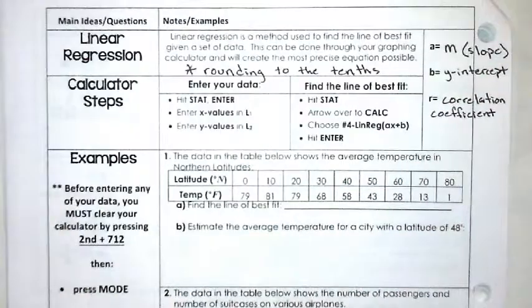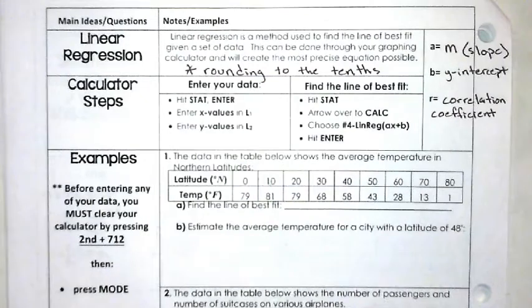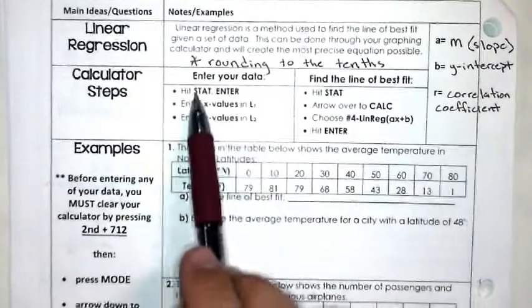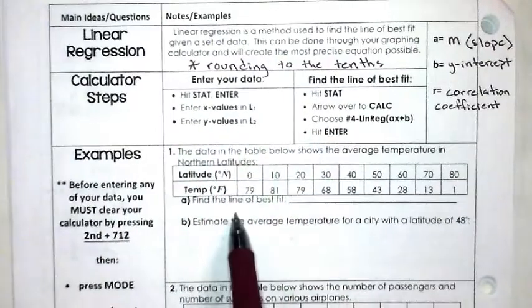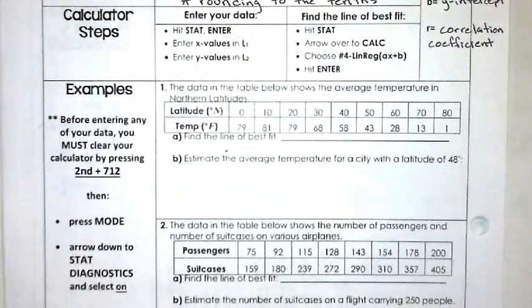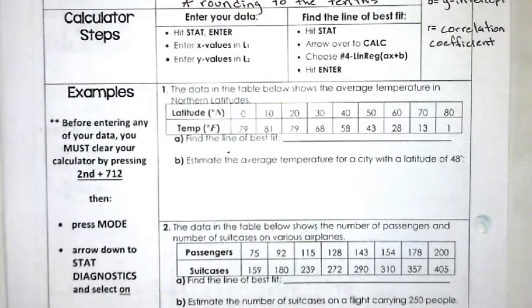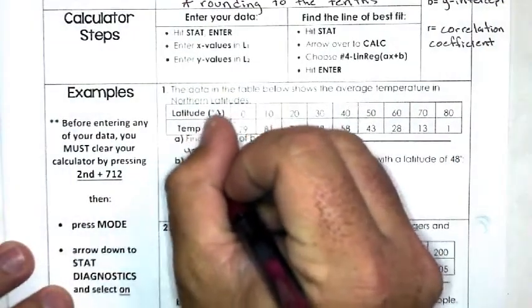Correlation coefficient is talking about if we have a strong or weak relationship, and we'll talk more about that when we find our first set of data. Here are our calculator steps to enter the data. I'm not going to read that because we're going to do the steps together when we answer problem number 1. Problem number 1 says the data in the table below shows the average temperatures in the northern latitudes. We need to find the line of best fit, aka y equals mx plus b, given this table.